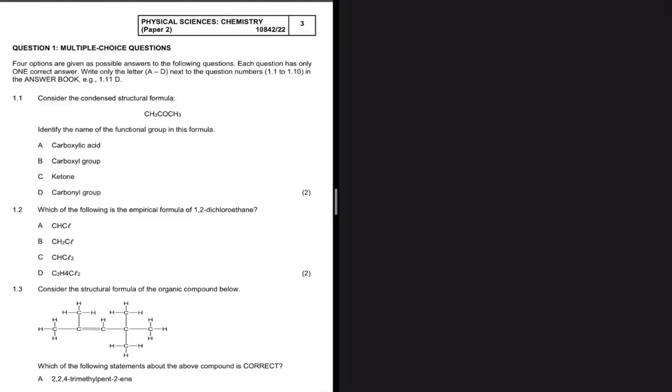Identify the name of the functional group in this formula. So our formula is CH3COCH3. It's very difficult to deduce which functional group it is by just looking at it. So let's draw the structural formula first, and we're going to be able to see which homologous series it is and ultimately which functional group it is.